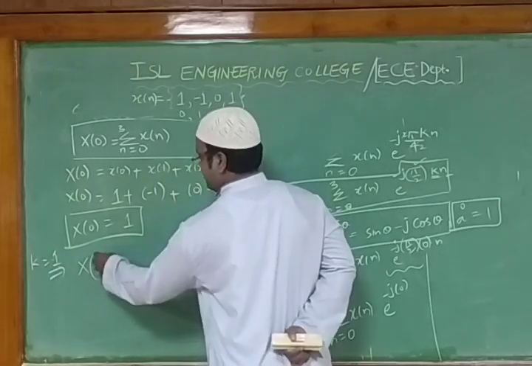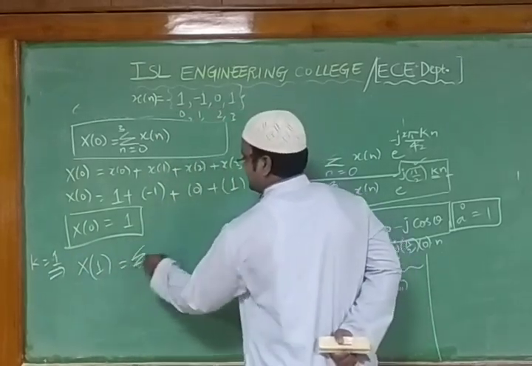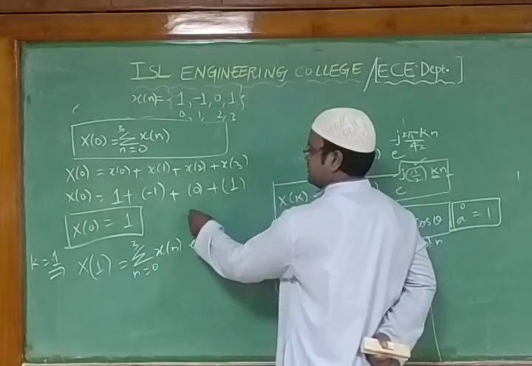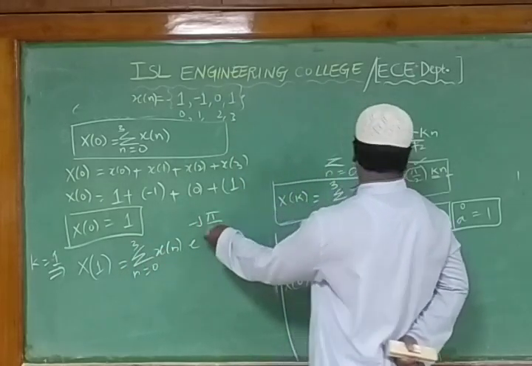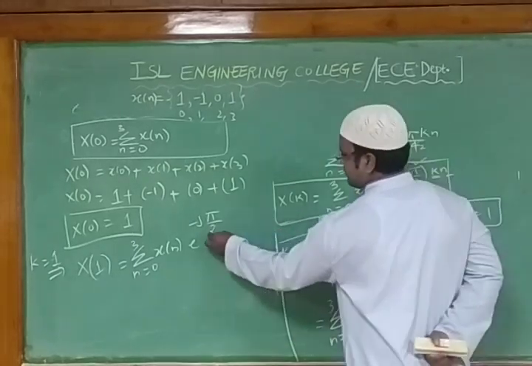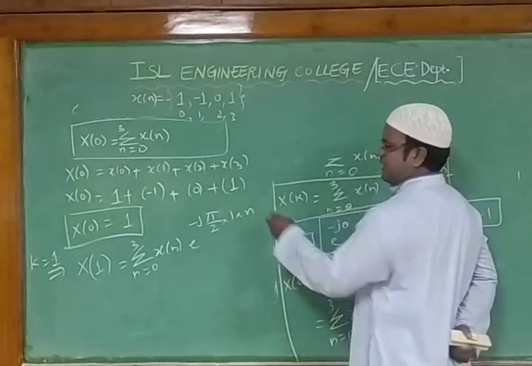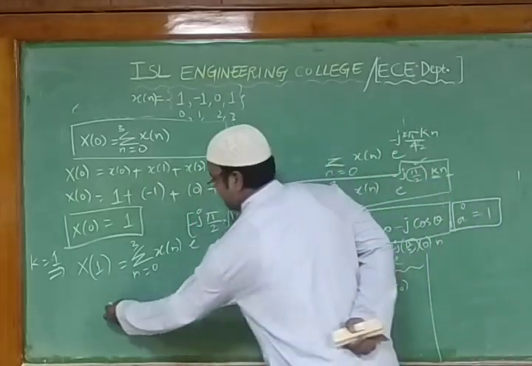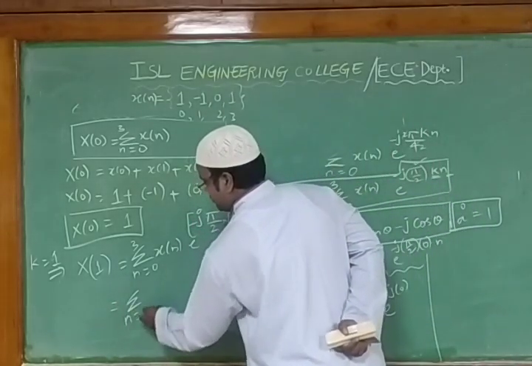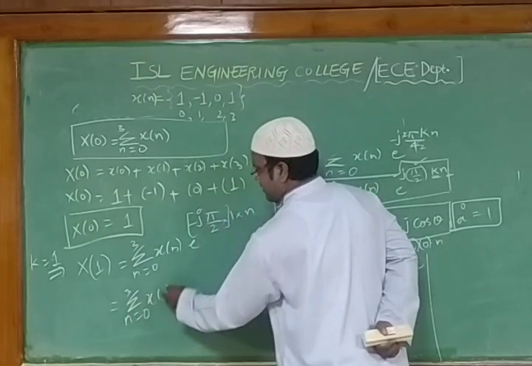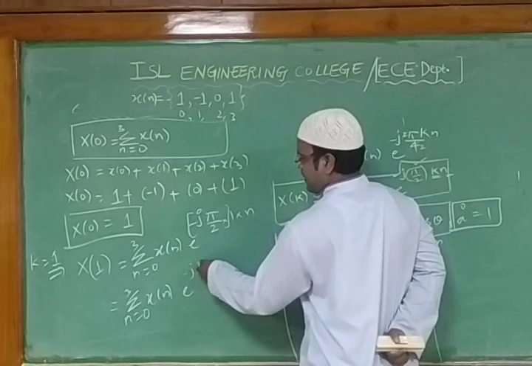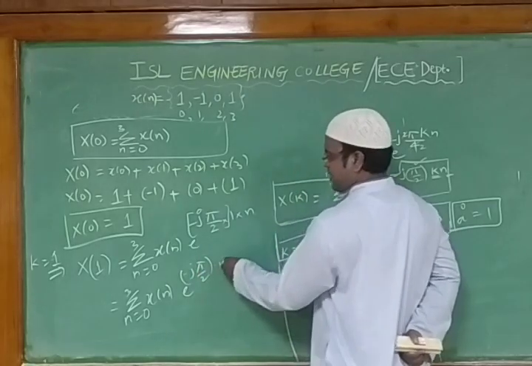So x of 1 is equals to summation n is equals to 0 to 3 x of n e power minus j pi by 2 as it is. What is the k value? 1 into n as it is. So we got this factor. So put n is equals to 0 to 3, x of n e power minus j pi by 2, this will be as it is, into n as it is.